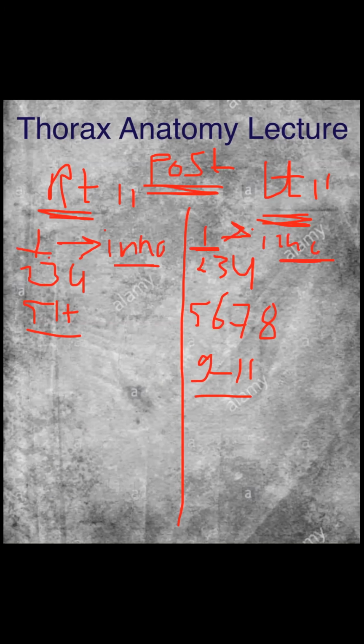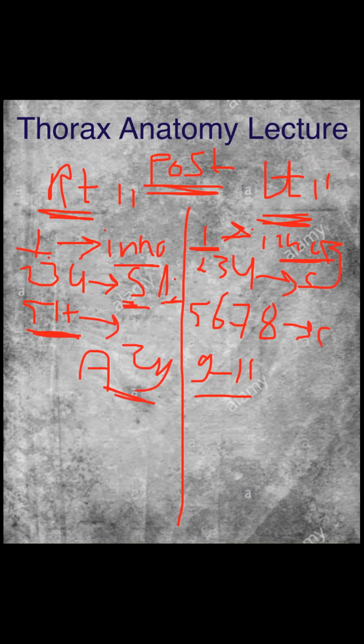Then 2, 3, 4 here will be drained into superior intercostal vein. And here is also superior intercostal vein. But superior intercostal vein here is draining into azygos, while the superior intercostal vein here is draining into innominate. Then from 5 to 11 into azygos, while from 5 to 8 here into superior hemiazygos and here inferior hemiazygos. I think it will be simple.